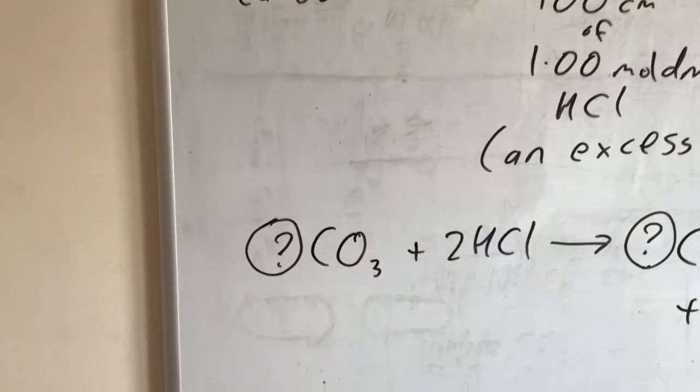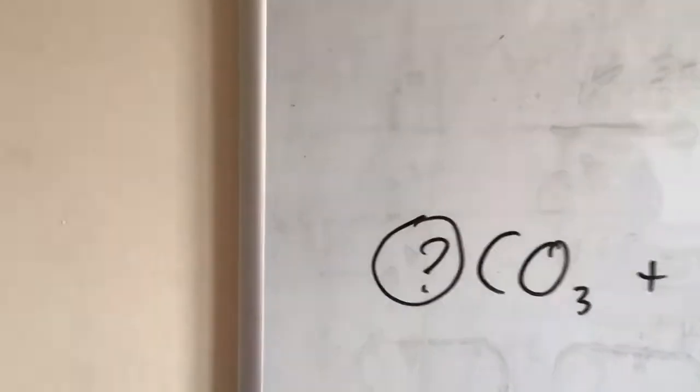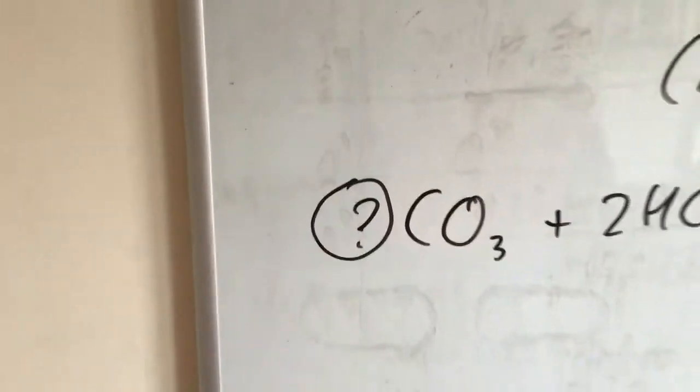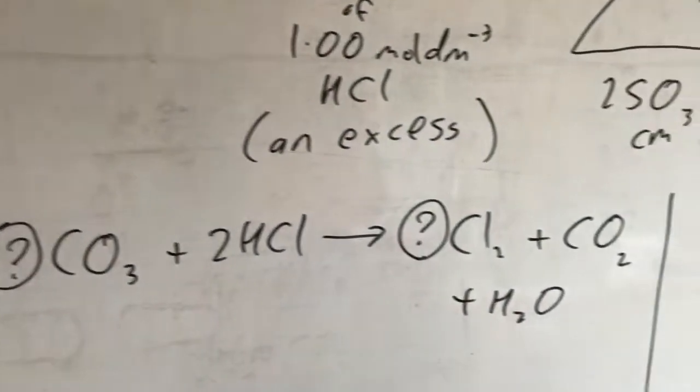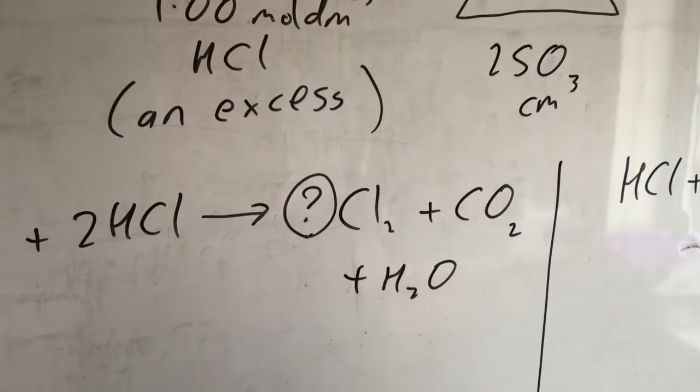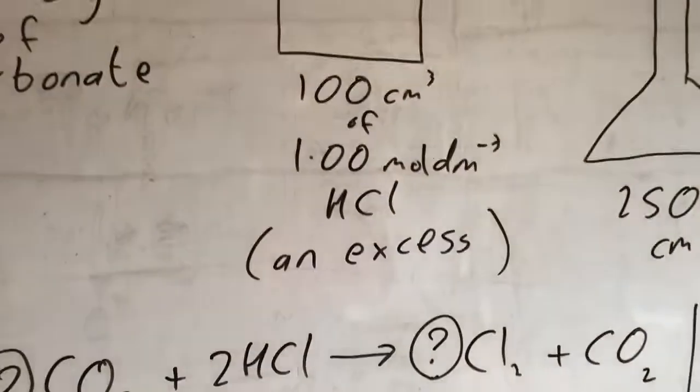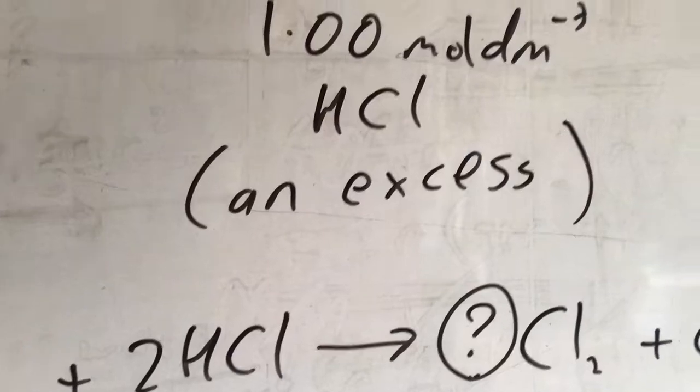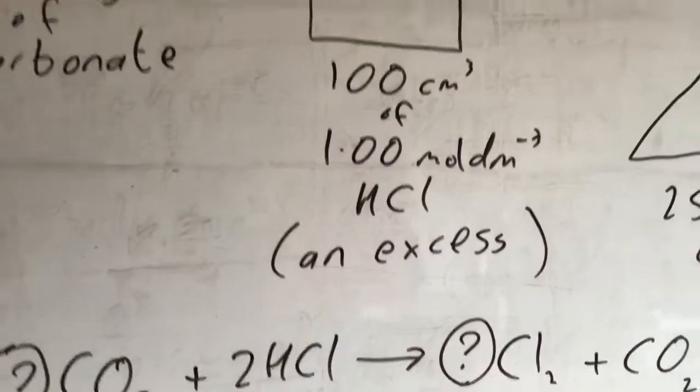So the carbonate, whatever it was, and we don't know what the carbonate was, reacted with the acid and turned into a salt and carbon dioxide and water. But some of the acid was left over. So what did you do with this?